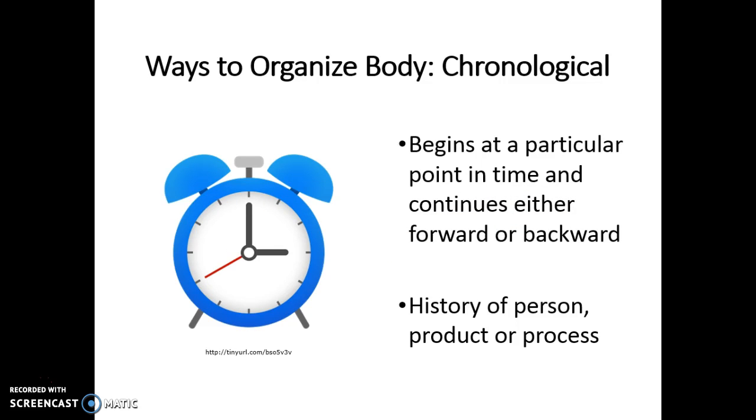So when it comes to ways to organize those main points, you could organize using a chronological order. This means that you'll begin at a particular point in time and continue either forward or backward. While your book mentions going backward, I recommend purely going forward. Here in Western culture, we have a linear pattern with our time, always moving forward. Therefore, your audience will expect that. Keep in mind, a chronological order is a great order to use for the history of a person, the history of a product, or the history of a process.